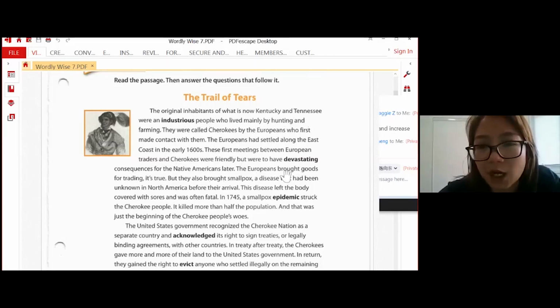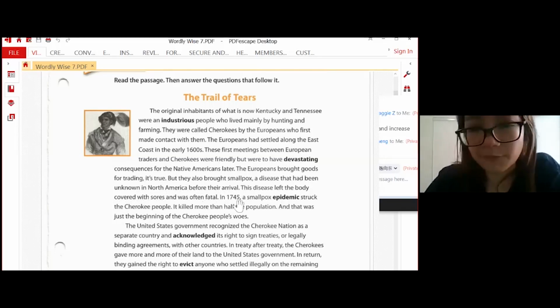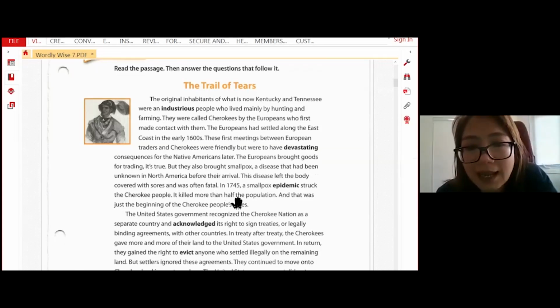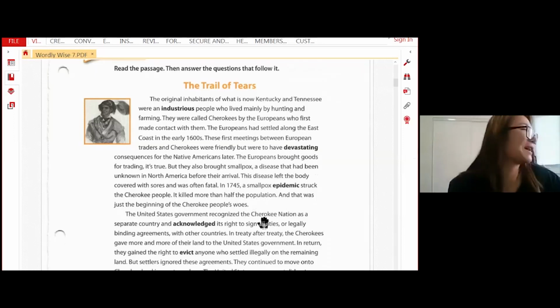The Europeans brought goods for trading, it's true, but they also brought smallpox, a disease that had been unknown in North America before their arrival. This disease left the body covered with sores and was often fatal. In 1745, a smallpox epidemic struck the Cherokee people. It killed more than half the population, and that was just the beginning of the Cherokee people's woes.